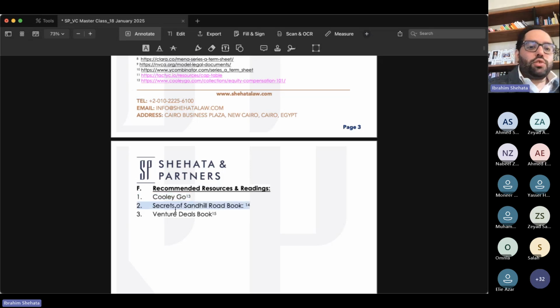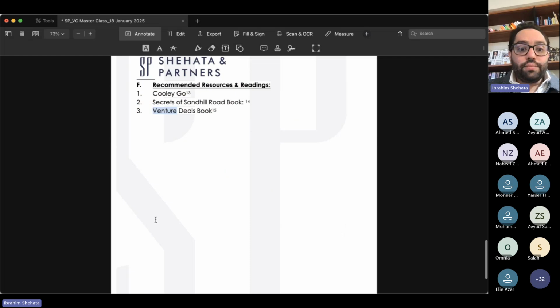And there are these two books. I think both of them are written by lawyers. Secrets of Sand Hill Road is by a lawyer who became the GP, the general partner, of one of the biggest venture capital funds. And the other, Venture Deals, I think is by a lawyer, but I don't know if he's doing VC as a business or is still advising VC funds as a lawyer.